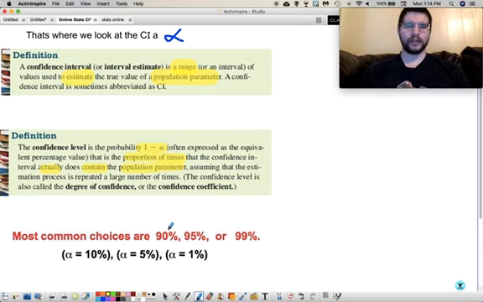And usually our confidence level is either 90, 95, or 99%. That's the most common ones. It could be anything, but these are the common ones. And those correspond to an alpha value of 10, 5, or 1%. Again, it's a probability, so it's between 0 and 1, and the confidence level and alpha are just complements of each other.